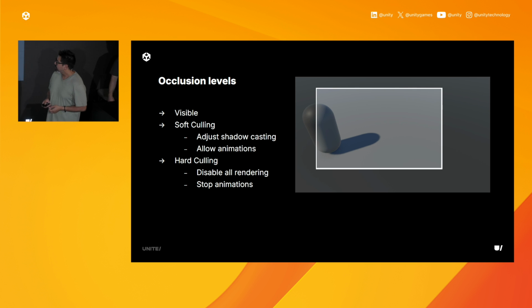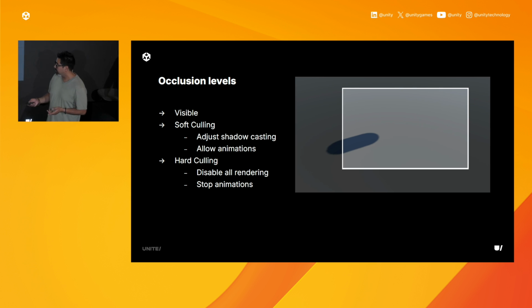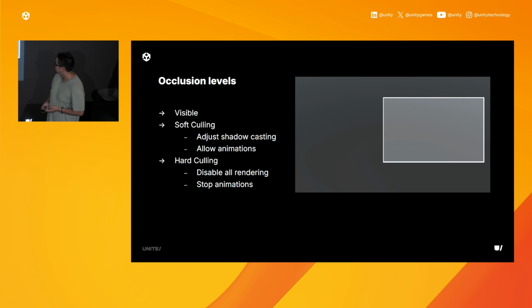And one of the things that we implemented for Outer Wilds was this idea of occlusion levels. In this example, I'll just give a quick example. For a renderer here, we had the concept of a renderer being visible, as you see here, softly culled or occluded, where the player might not see the object directly, but we might need to have something running for that object, such as a shadow. And then hard culling, where we disable the object entirely.